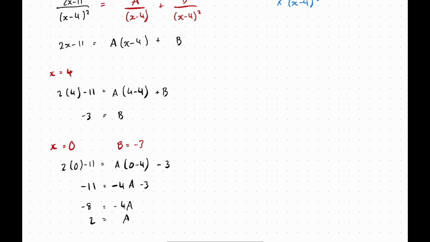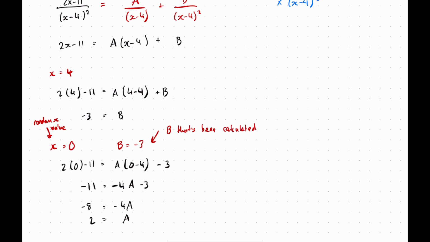So, random x value, and the b that's been calculated. I could have chosen 1. I could have chosen the x value 1, and it would have still given me a equals 2. I could have chosen any x value other than x equals 4, because x equals 4 would have cancelled out the a term.